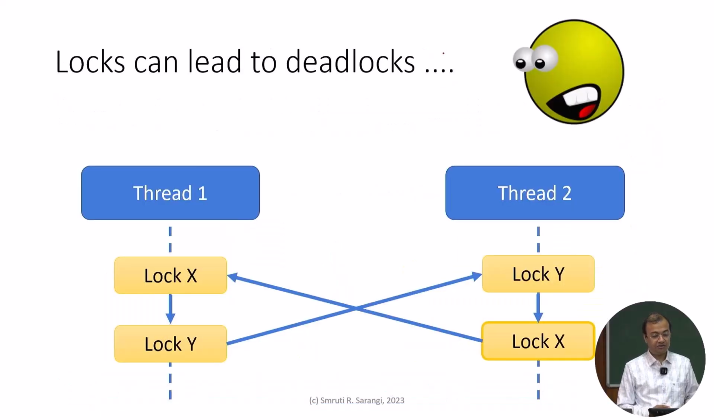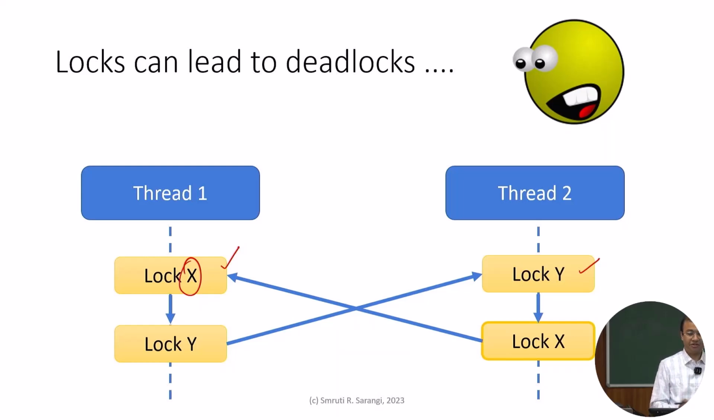There are other issues with locks. Locks, of course, solve some problems, but introduce a few more problems of their own. So it is not that they are completely trouble-free. They introduce other problems of their own. So assume that thread 1 locks X and then tries to lock Y, and thread 2 locks Y and then tries to lock X. Then we clearly have a deadlock situation here, because once you have X, you don't have Y.